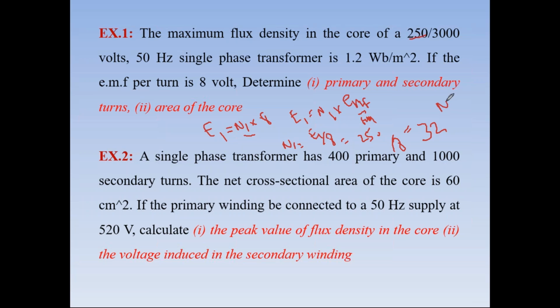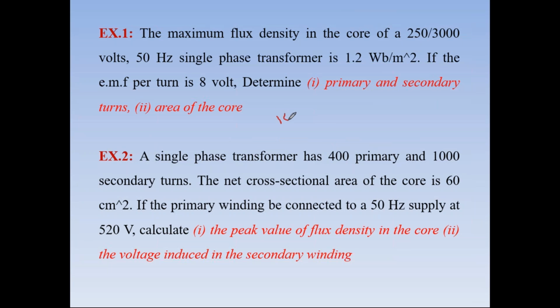Okay. Now we know the value of N1, and we need to find N2. So N1 is 32 turns. Here we can find the number of turns by using the transformation ratio: K equals V2 divided by V1 equals N2 divided by N1. Using this relation, N2 equals N1 into V2 divided by V1. So N1 is 32, into V2 which is 3000, divided by 250. What is the value of N2? 32 into 3000 divided by 250.